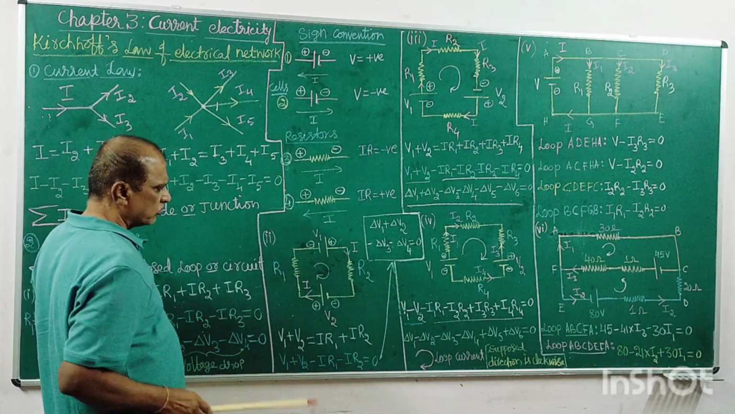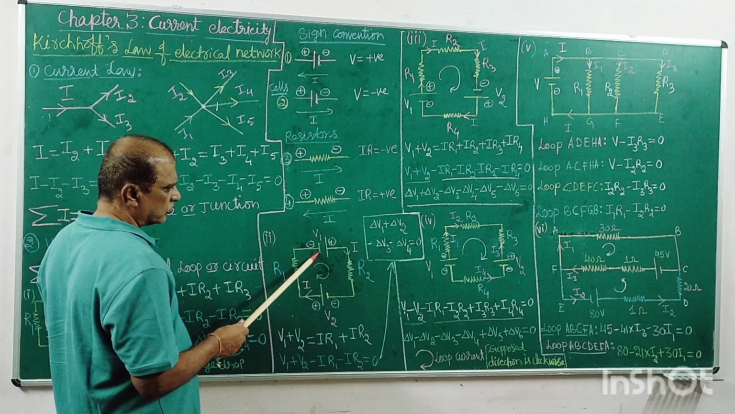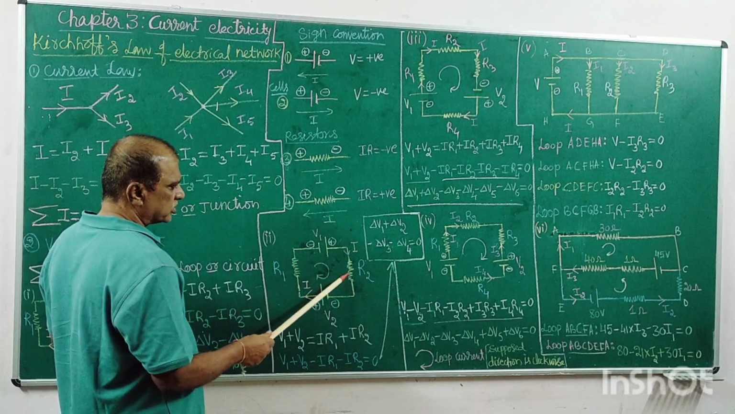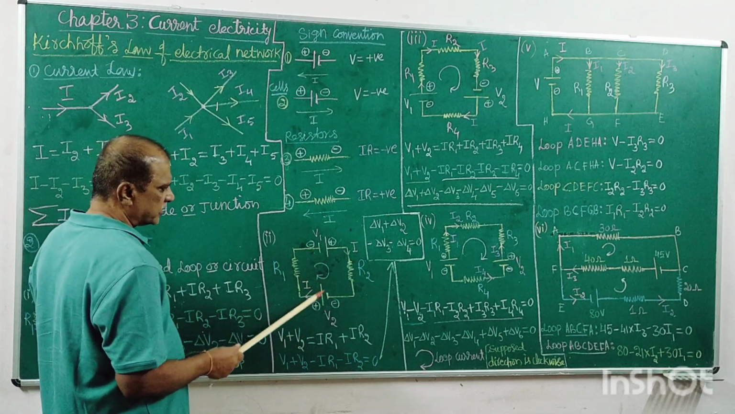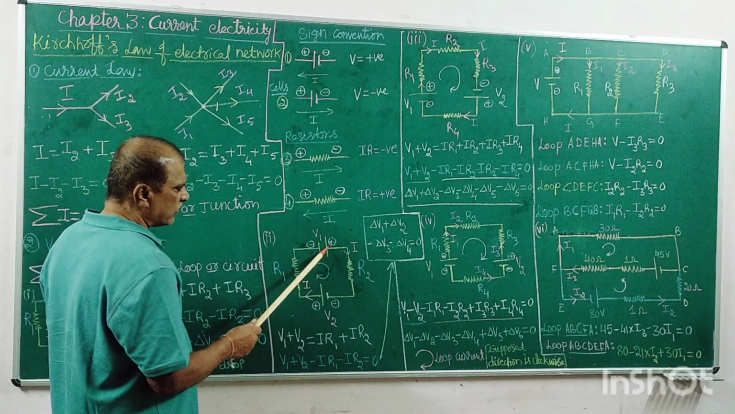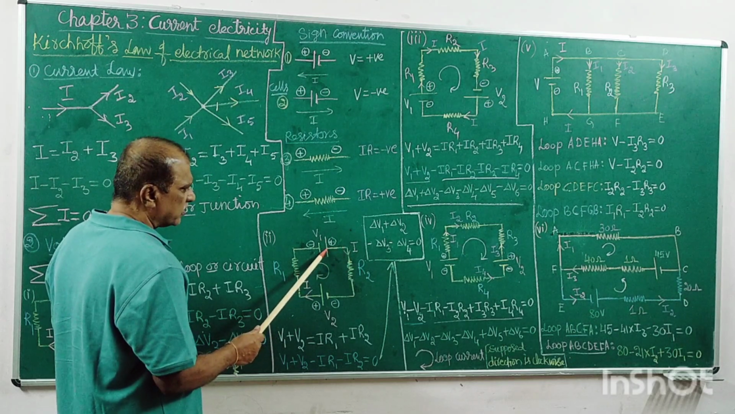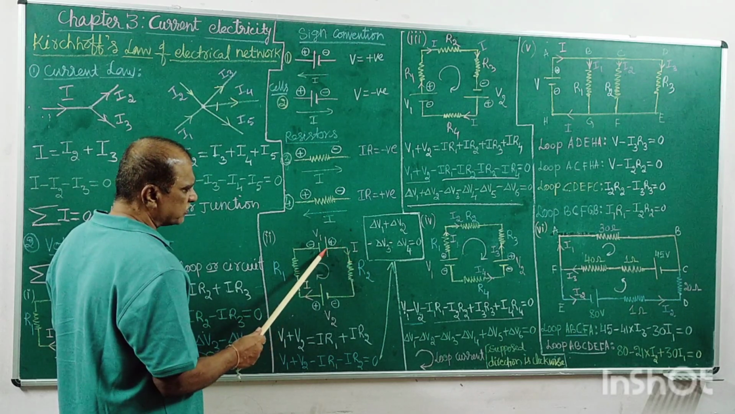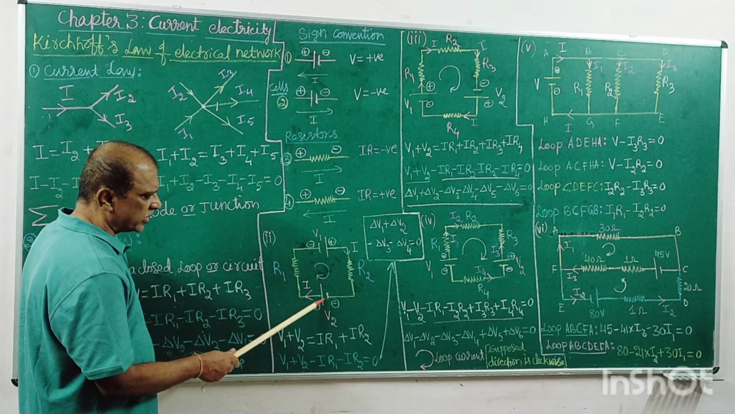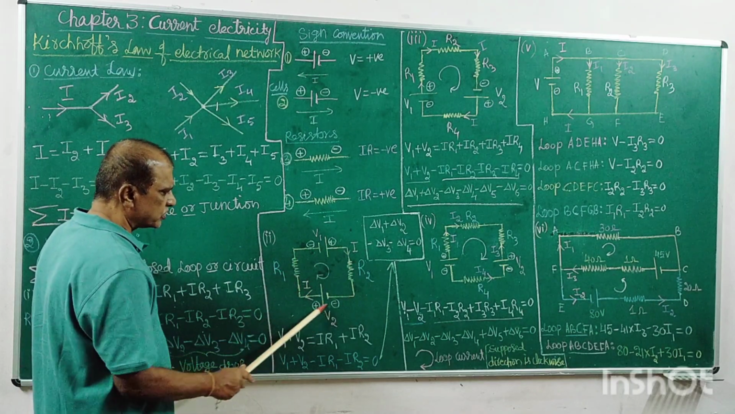In this loop, we have two cells and two resistors, and the connections are like this: positive, negative, positive, negative. The current always flows in this direction. This is the direction of the current flow from this battery, and this is the direction of the current in this battery. So these batteries are connected such that the current flows in the same direction.